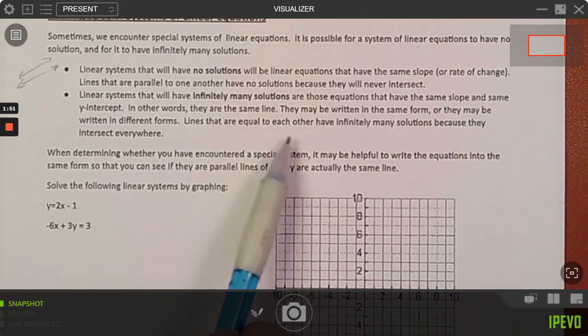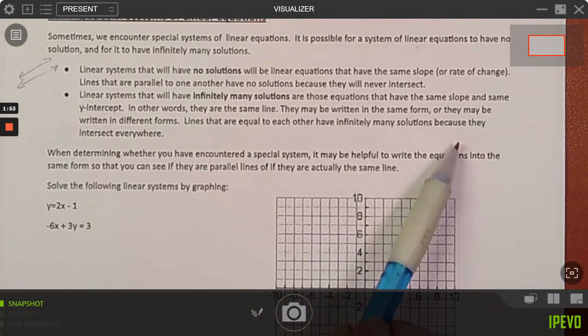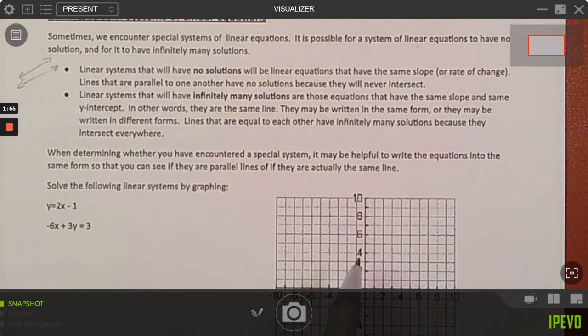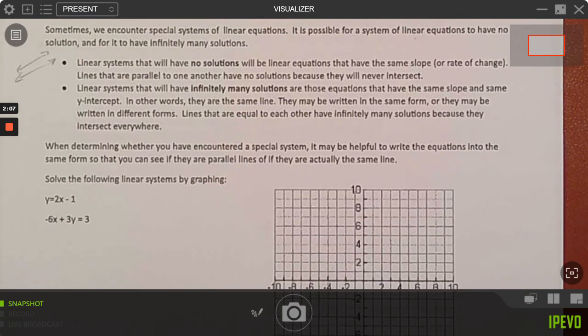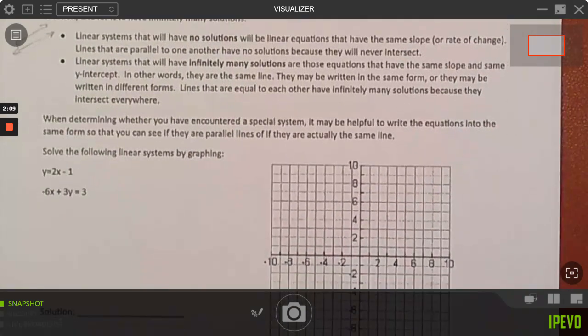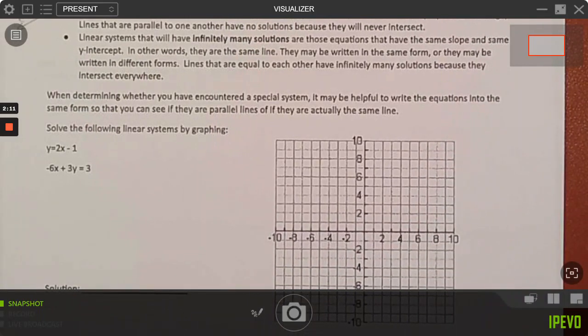Lines that are equal to each other have infinitely many solutions because they intersect everywhere. So when we're determining whether we have encountered a special system, it is helpful to write the equation in the same form so that we can see if they're parallel or if they're actually the same line. So let's go ahead and take a look at this first example.